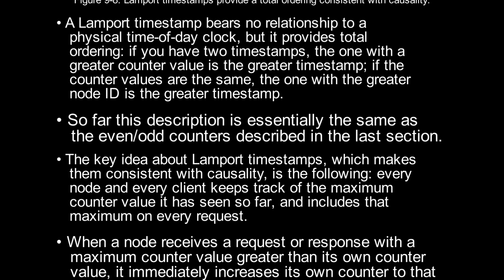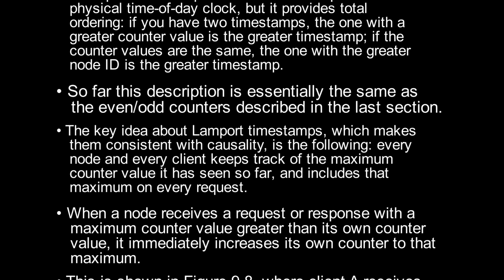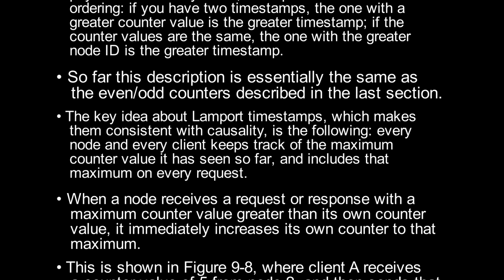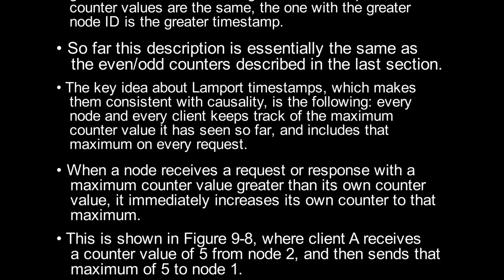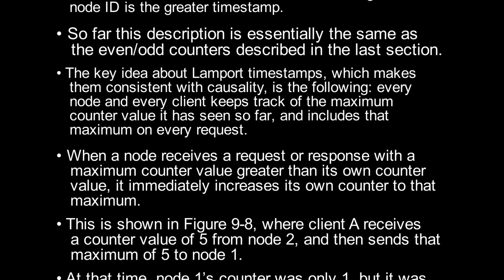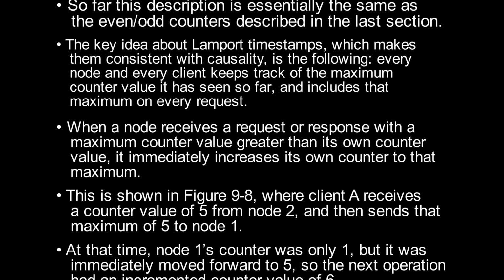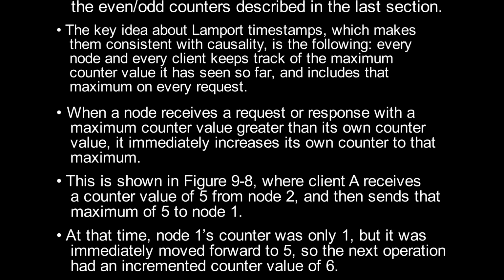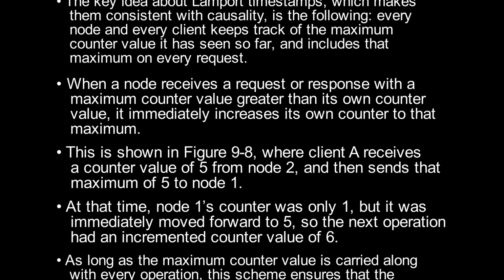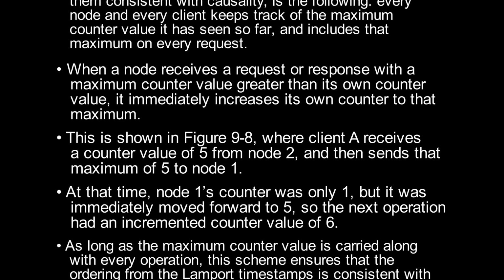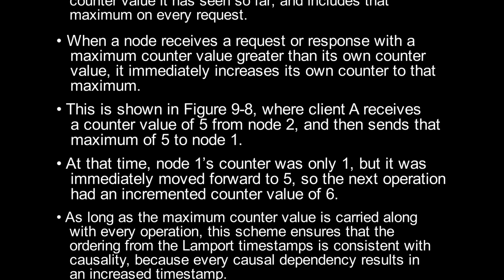Every node and every client keeps track of the maximum counter value it has seen so far, and includes that maximum on every request. When a node receives a request or response with a maximum counter value greater than its own counter value, it immediately increases its own counter to that maximum. This is shown in Figure 9-8, where the client receives a counter value of 5 from node 2, and then sends that maximum of 5 to node 1. At that time, node 1's counter was only 1, but it was immediately moved forward to 5, so the next operation had an incremented counter value of 6.